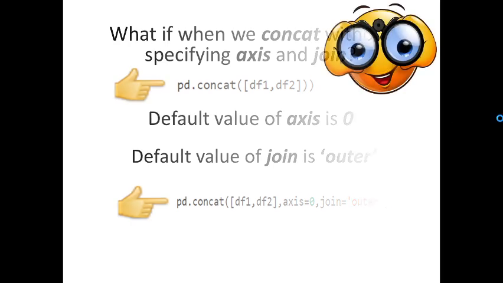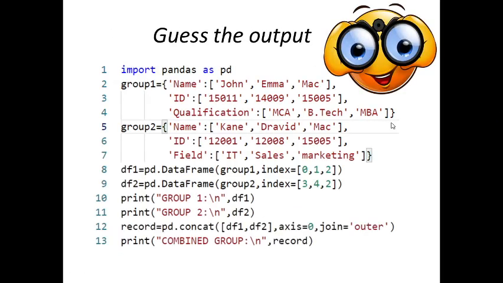So now you can guess the output of this code segment. So here we have axis equals to 0 and join equals to outer. So we have seen the output of concat operation without specifying these two parameters, right? So you can run this code in your system and you can observe the output.